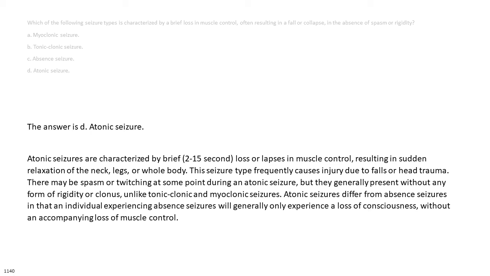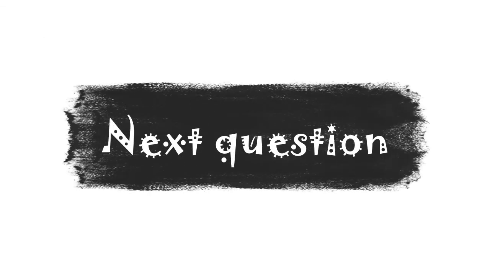Atonic seizures differ from absence seizures in that an individual experiencing absence seizures will generally only experience a loss of consciousness, without an accompanying loss of muscle control.